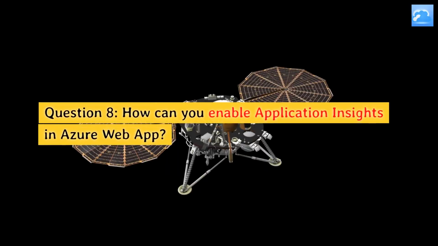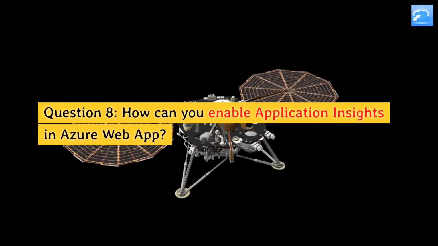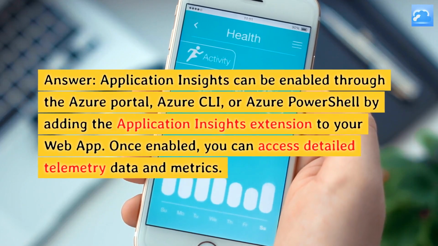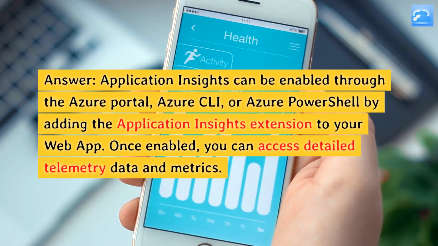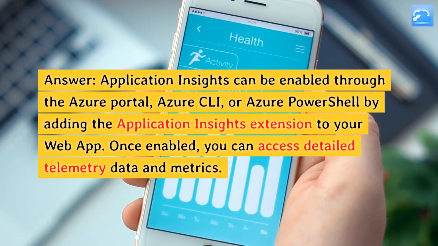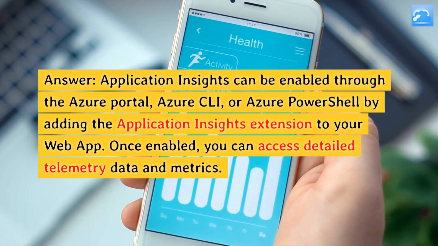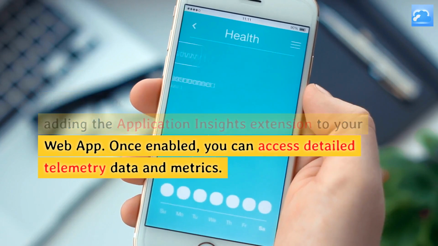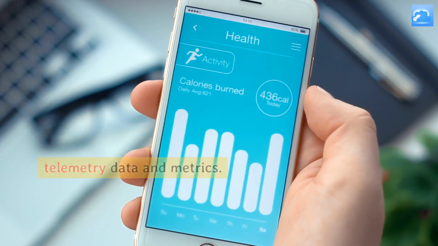Question 8. How can you enable Application Insights in Azure Web App? Answer. Application Insights can be enabled through the Azure portal, Azure CLI, or Azure PowerShell by adding the Application Insights extension to your web app. Once enabled, you can access detailed telemetry data and metrics.